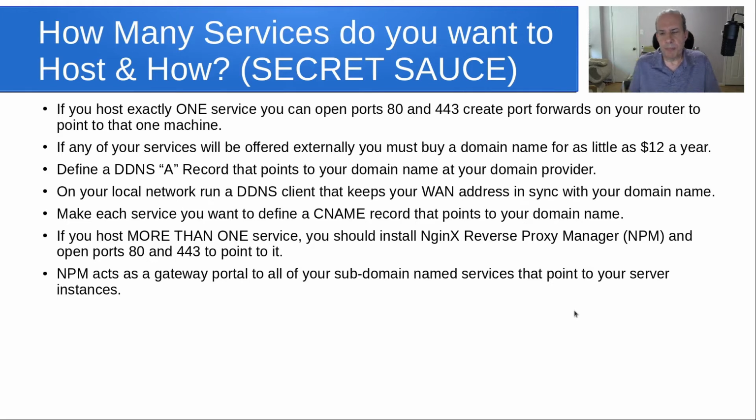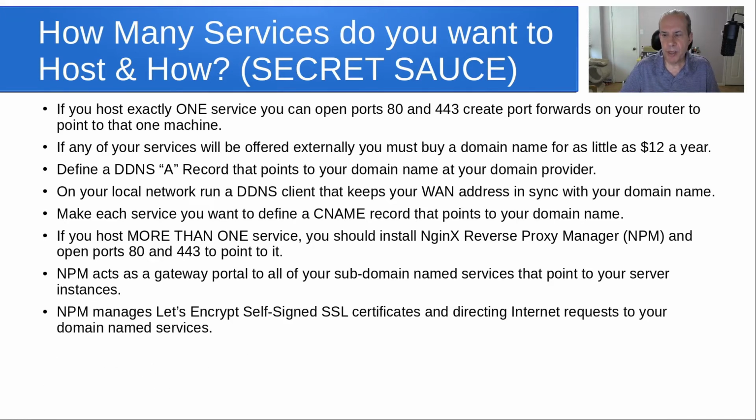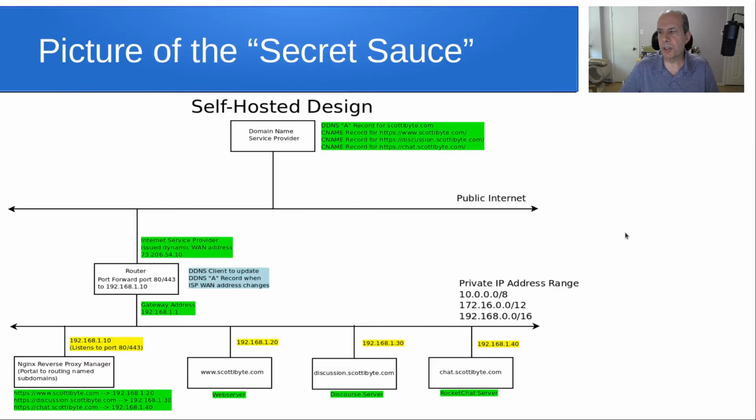So Nginx Reverse Proxy Manager acts as a gateway portal to all of your subdomain name services that point to your server instances. NPM manages Let's Encrypt and self-signed SSL certificates, and directs all internet requests to your domain named services. So what does this look like?